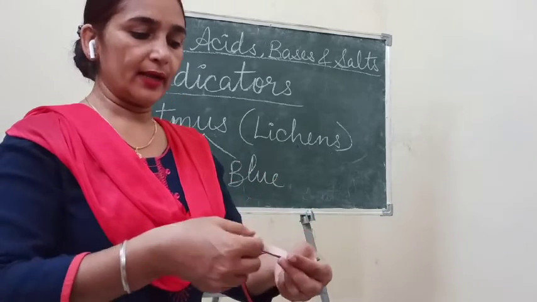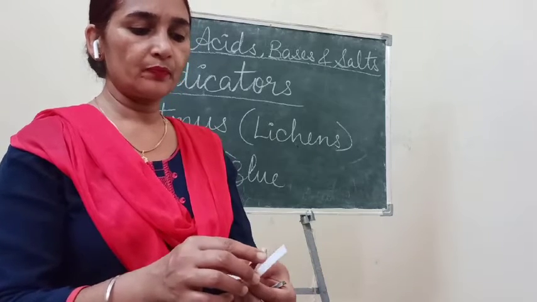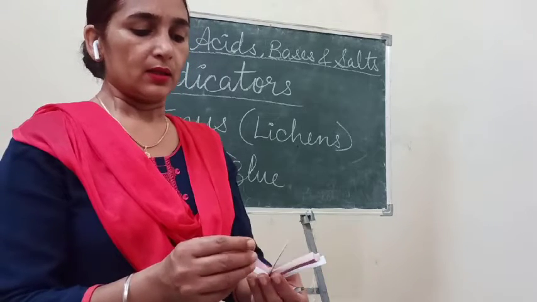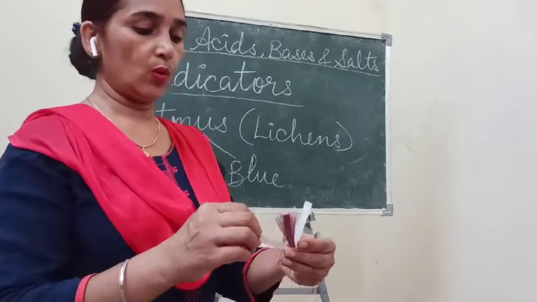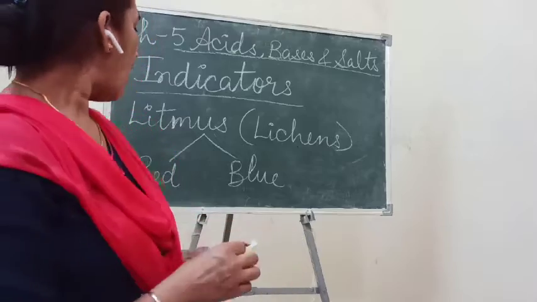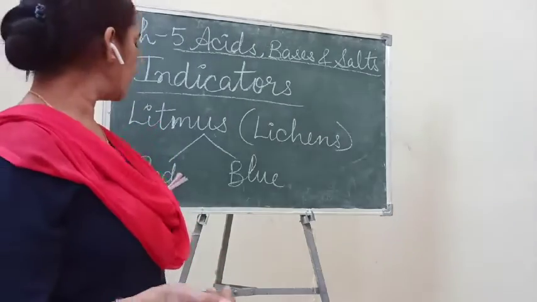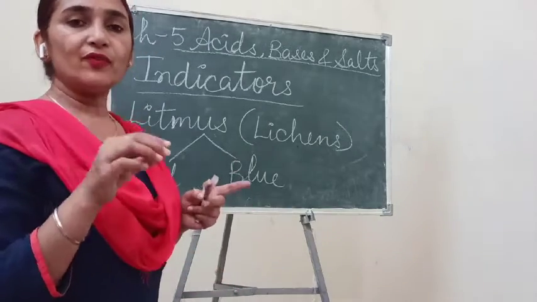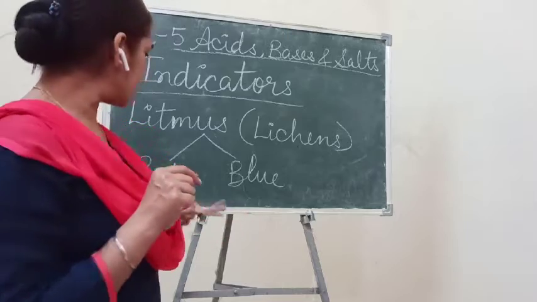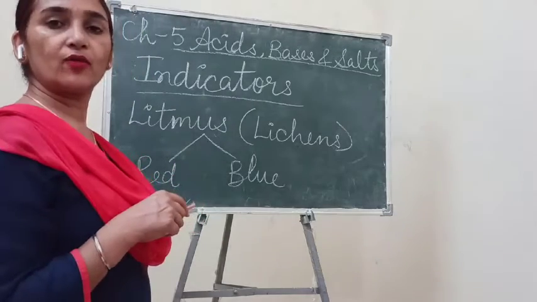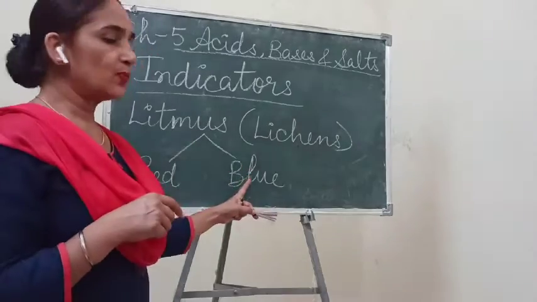So I will take out one and I'll show you how this litmus paper changes color. And one thing you should know, red litmus paper always changes its color into blue when we use it in a base. If it is a base, then only it will change color from red to blue. Understand? And always blue litmus paper.